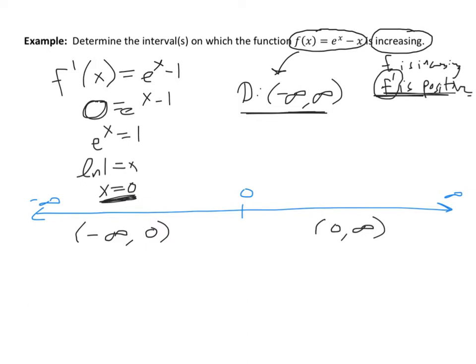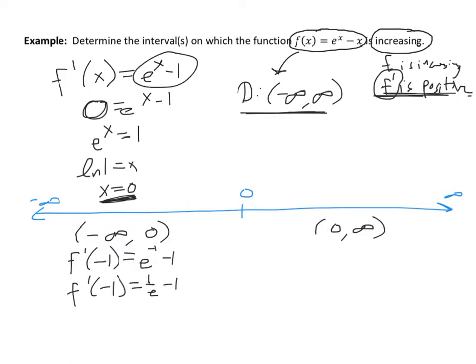So I'm going to analyze really quickly, what is f prime of -1? Well, f prime was e to the x minus 1, so this would be e to the -1 minus 1. That's 1 over e minus 1. And here's the really important part. You don't need to know what this number is. All you need to know is whether it's positive or negative.